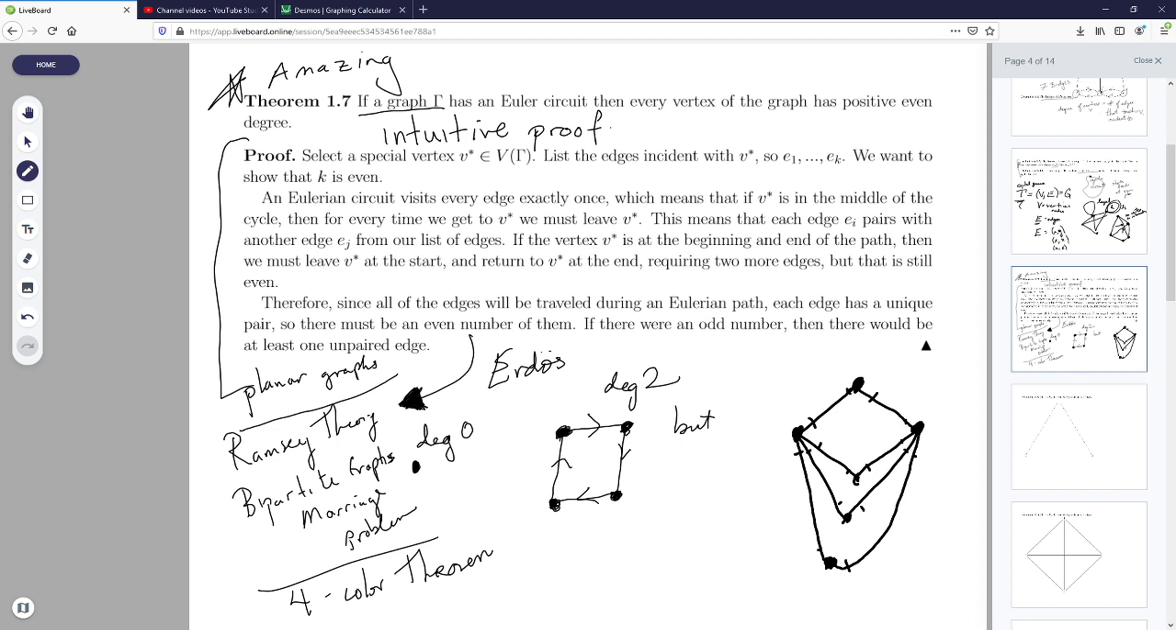So let's try to come up with an Euler circuit for this. Let's say that we start here and we go this way, and then we go this way, and then we have a bunch of choices. We have to see every vertex. We have to go along every edge. So basically we can do something like this. And this is an Euler circuit if you trace this around. You'll end up back at the starting point. So this was the start. It's also the end.